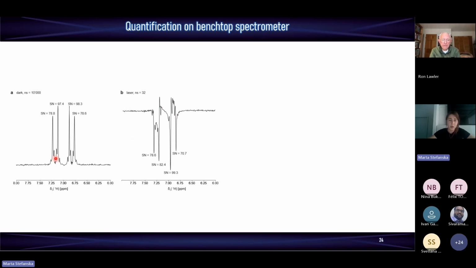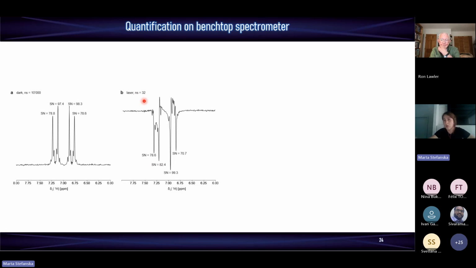So here you have a sample measured at 80 megahertz for 100 micromolar paracetamol. To achieve this signal to noise ratio, we normally have to acquire 10,000 scans. So this is roughly 20 hours. And with photo-CIDNP, we can achieve the same signal to noise ratio with only 32 scans. So we can save a lot of time, and this is very important for diagnosis. So here you can see the potential of photo-CIDNP.